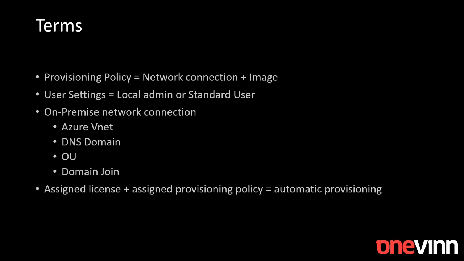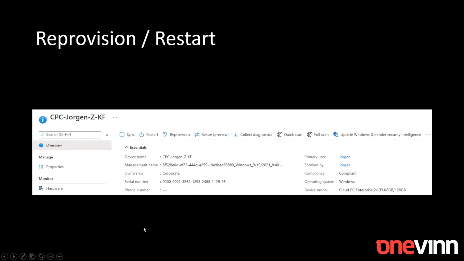If I have an assigned license and I assign the policy to my user, the provisioning of my Windows 365 Cloud PC will happen automatically. So there's nothing else that needs to be done on my part. If I need to reprovision, it is basically the same as reinstalling it. So if we look at the options we have here, we can see that the Autopilot options are replaced with reprovisioning instead, and resize as well. I will show you that as well, what that's about.